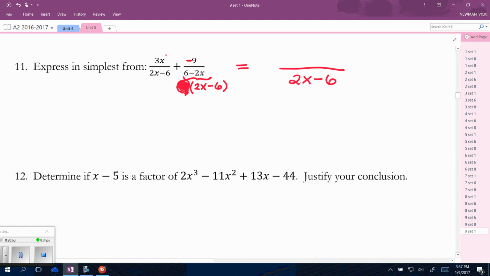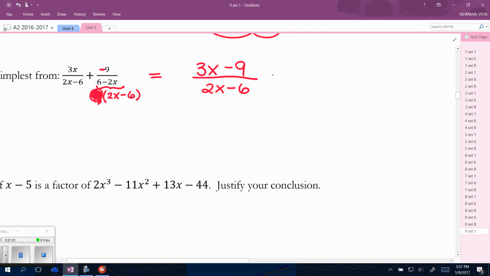So on the top, I have 3x minus 9, and on the bottom, I have 2x minus 6. Factor both of those. The top has a GCF of 3. The bottom has a GCF of 2. And then something magical happens. The x minus 3's cancel, and you get 3 halves. This one is an excellent one to use your calculator to check.